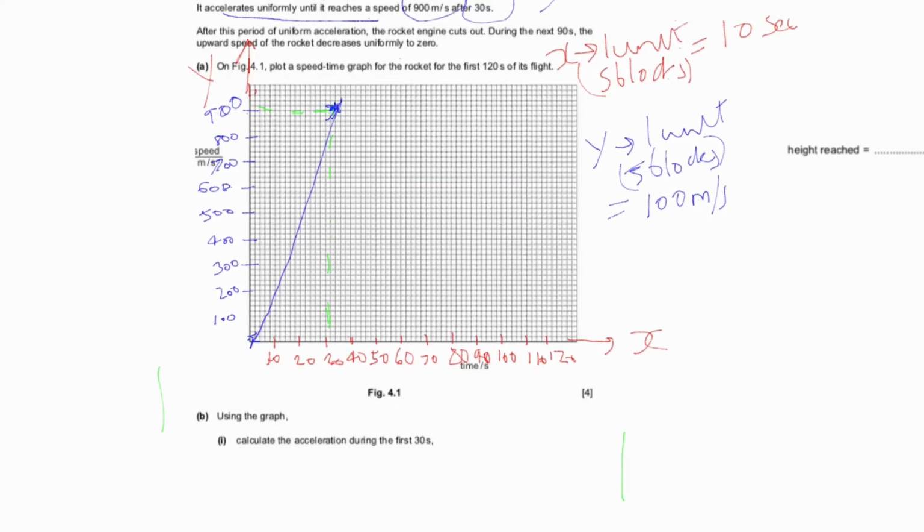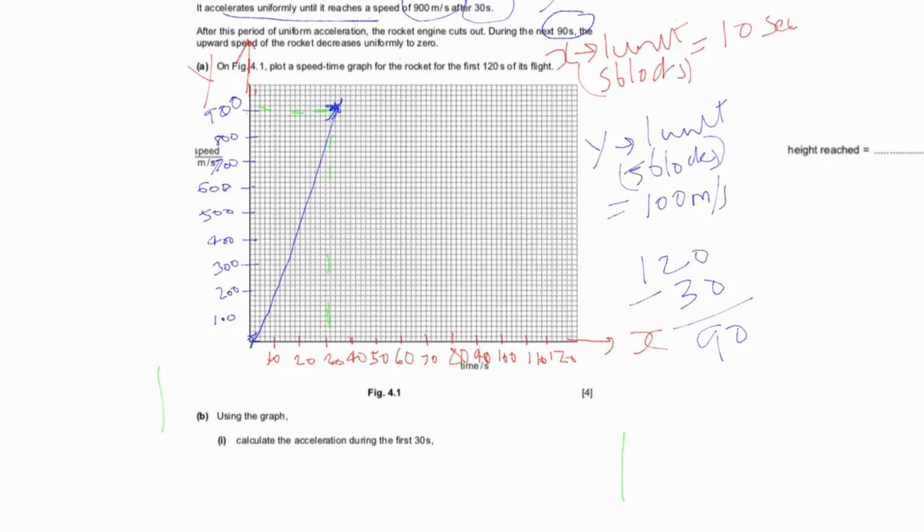Here they have written 900 meters per second. So further they have given that during the next 90 seconds, you can see, the upward speed of the rocket decreases uniformly to 0. Means 120 minus 30, because 30 we have already plotted. So now it will come to 90.